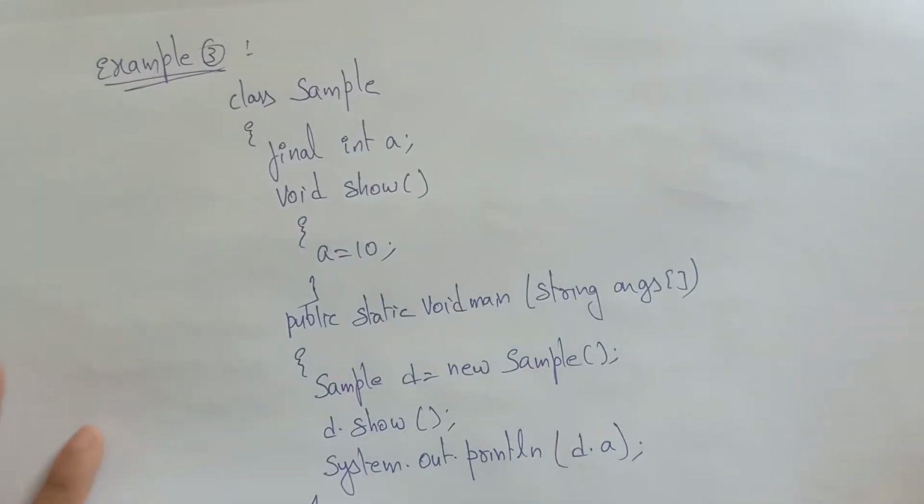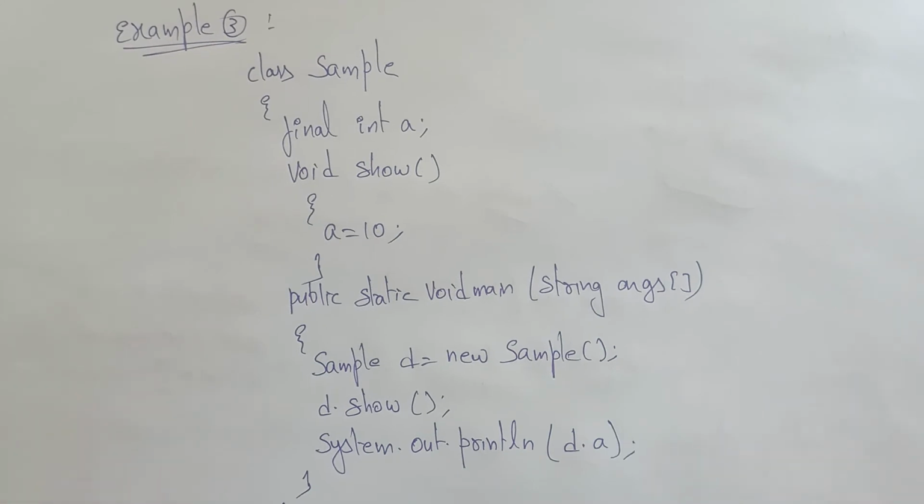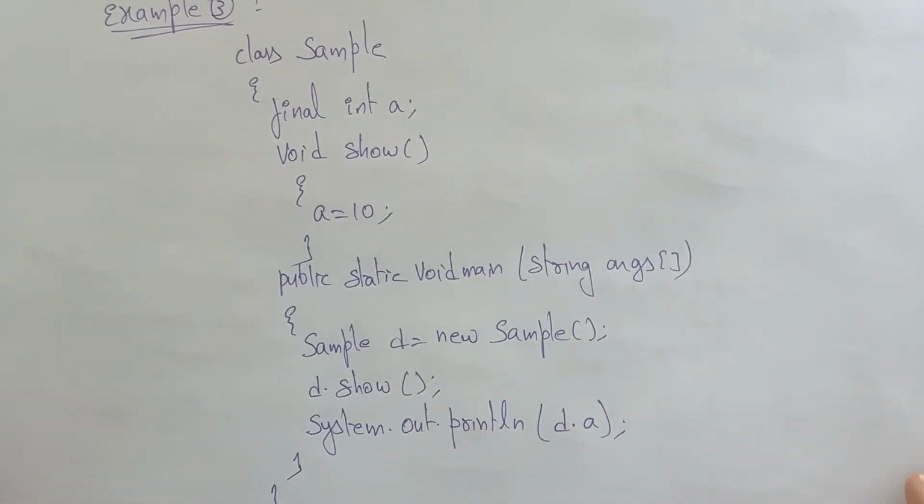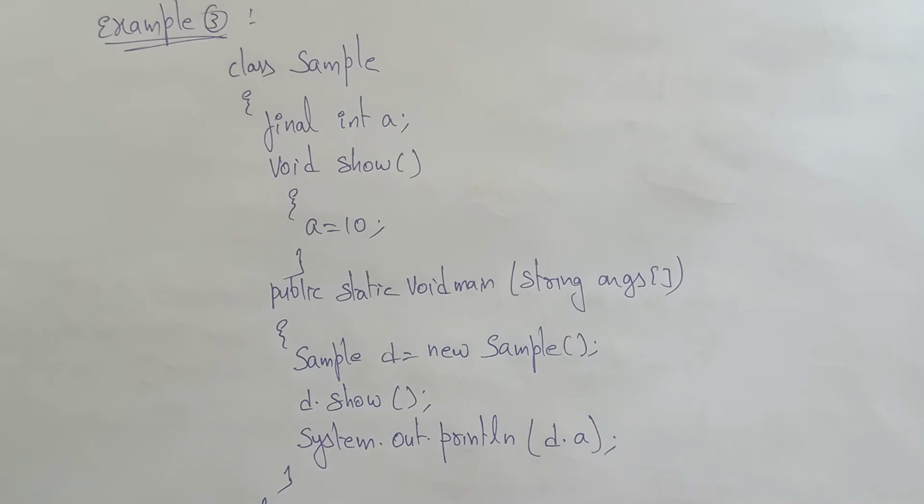Okay, let's have one more example. The final aim here is that at the end of this you get complete clarity on the final. Whatever value is initialized, that value cannot be changed if you declare it as final. The final must be initialized. Okay, now let's see. Does this program execute? Just have a look at this.